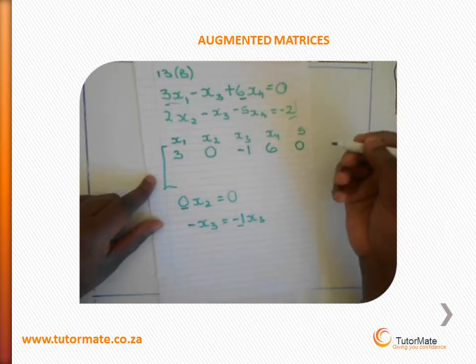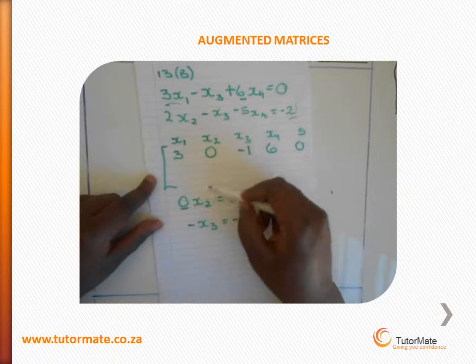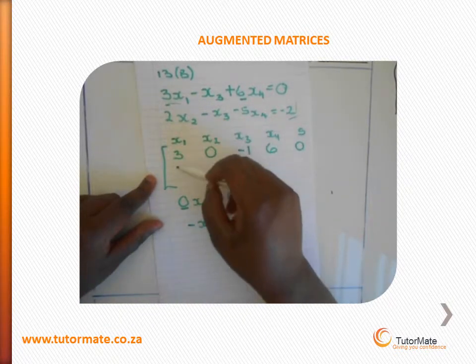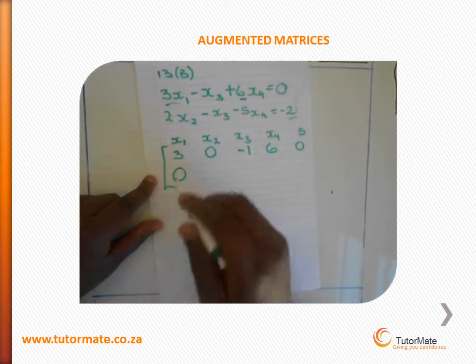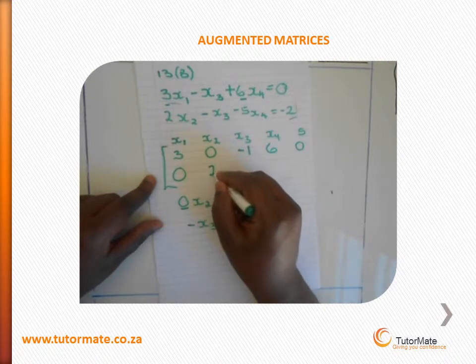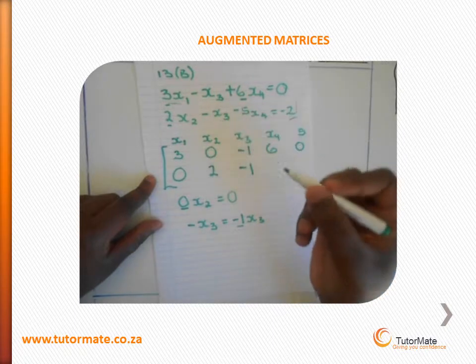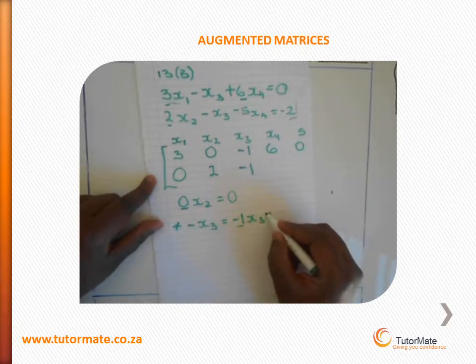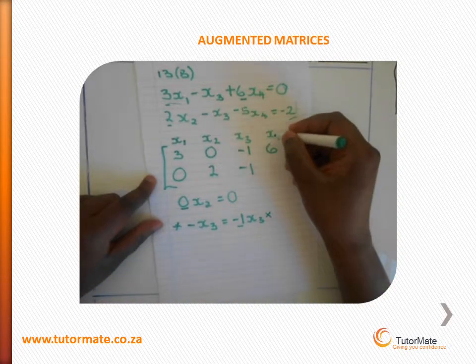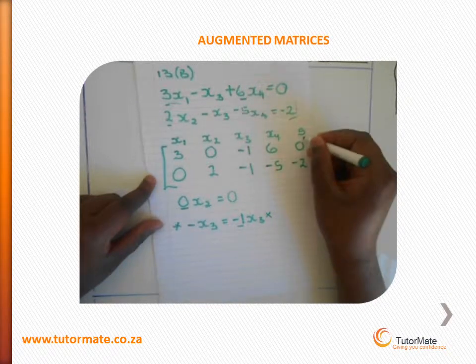Then I go to the second equation. I don't have x1. I know from the first equation that whenever I don't have that variable in my equation, its constant is 0. Then x2, 2 coming from here. x3, minus 1 coming from here, is also explained here. The fundamental principle is also explained here. Then x4, minus 5. Then my solution set, 2.